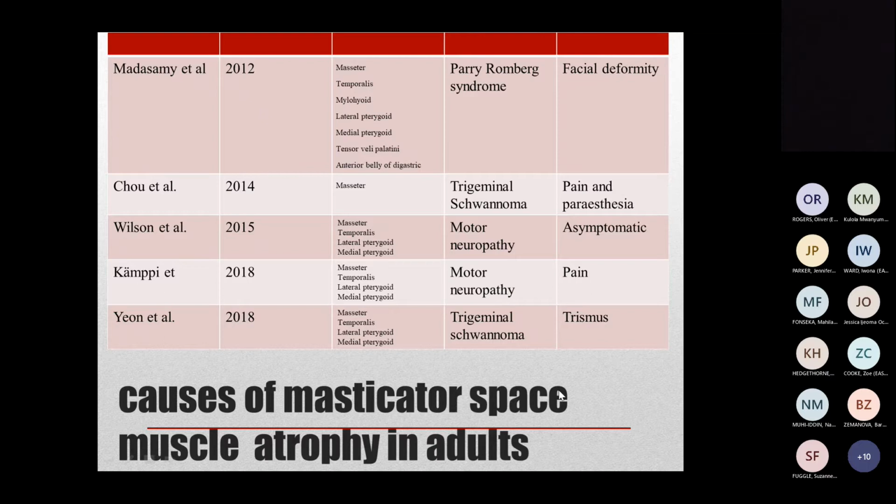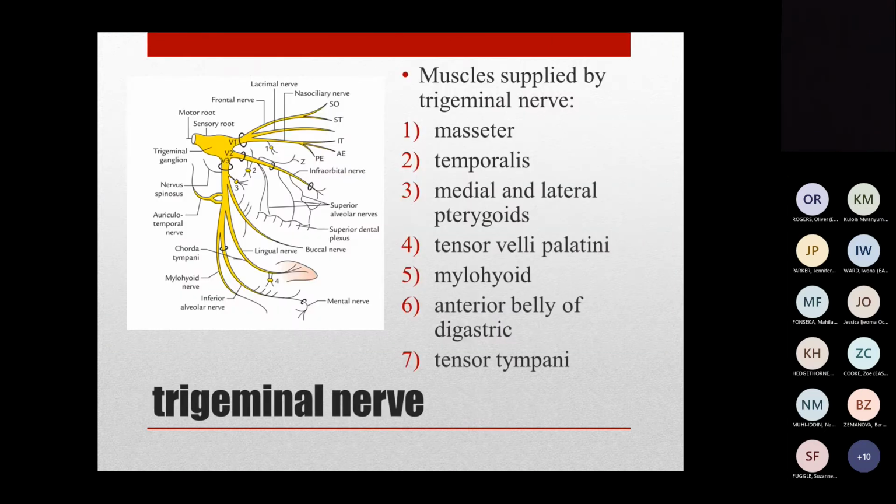The causes of masticator space atrophy in adults are quite varied, but would most commonly include trigeminal nerve schwannomas and motor neuropathies. Trauma is not so common a cause. This is just a quick revision of the anatomy of the muscles supplied by the trigeminal nerve, as well as the pterygoid musculature. It supplies the masseter, the temporalis, and the tensor veli palatini within the upper parapharyngeal spaces, and the mylohyoid and anterior digastric muscles as well.